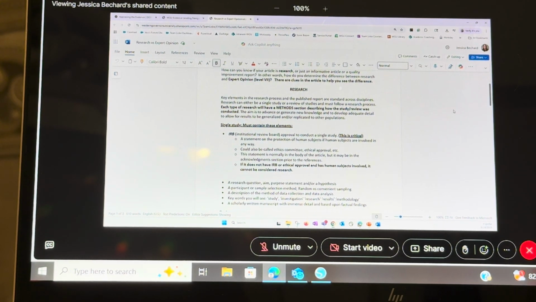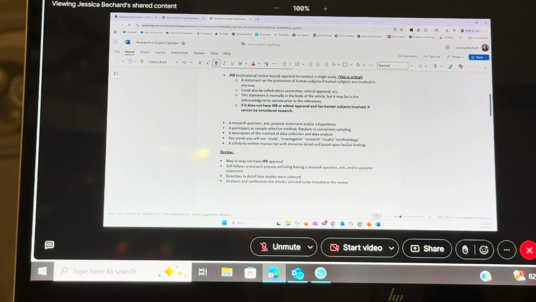Okay. The other things that you're going to have is a research question. You will usually have an aim, a purpose statement, or a hypothesis. You'll have a methodology section that talks to you about how the participants were selected, and then you'll usually see what type of findings they found as well, how the data was collected, the sample selection, and then the results of the actual study itself.